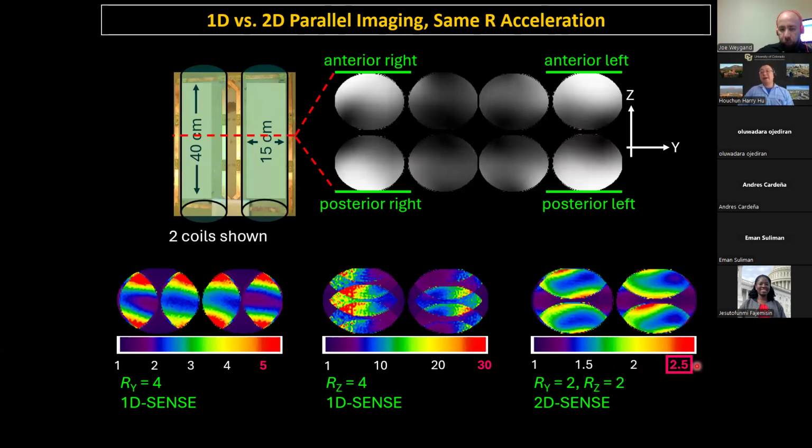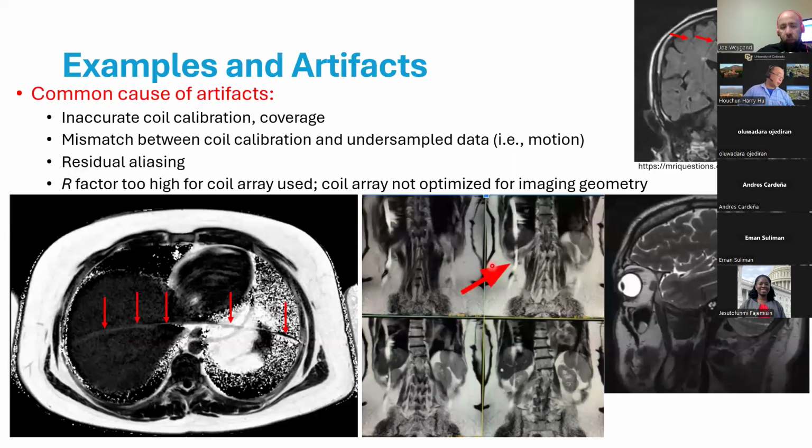Because you can see here the maximum G factor is only about 2.5, whereas if you're trying to push it in the Z direction, the sensitivity profile isn't great in the Z direction, so you have a high G factor of 30. So just think about, depending on what coil you use, what orientation you're scanning and what axis is the best for imaging.